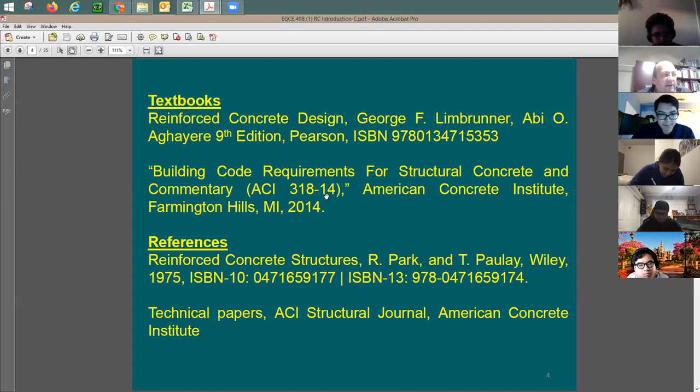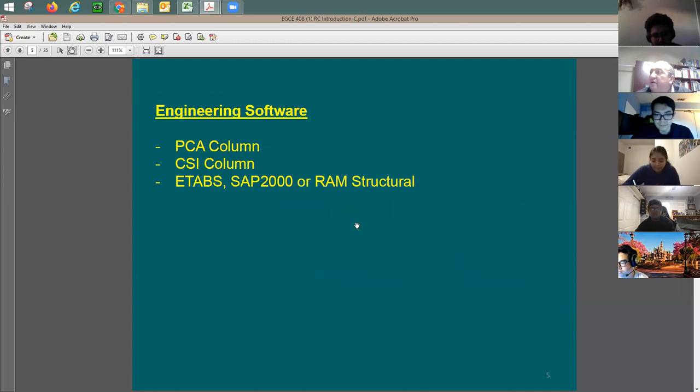Also, this code is going to be very important for you guys. I'd recommend that you keep a copy of this, especially if you're going to be in construction. A copy of the ACI is going to be really important. This is going to be the main source of any information related to concrete design. It's going to be in this book.